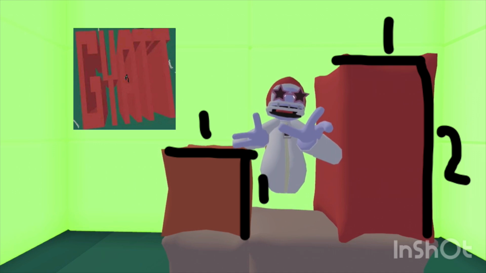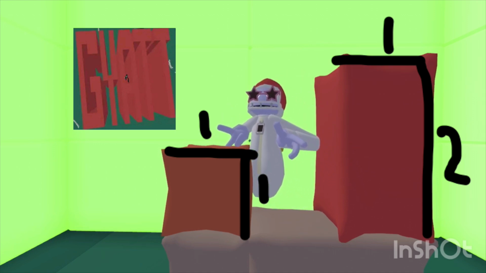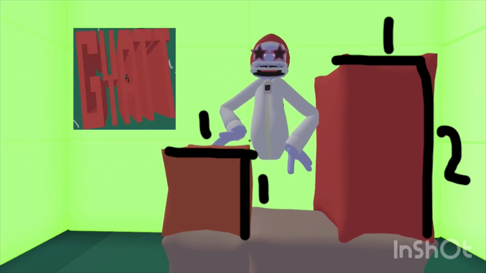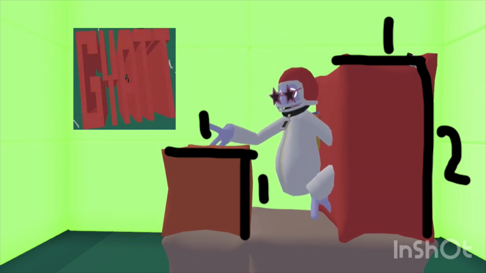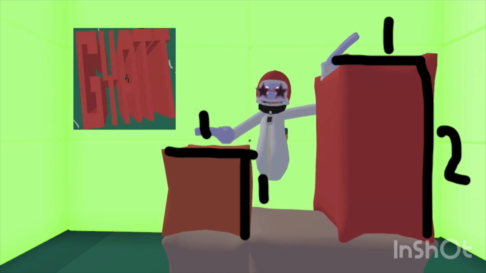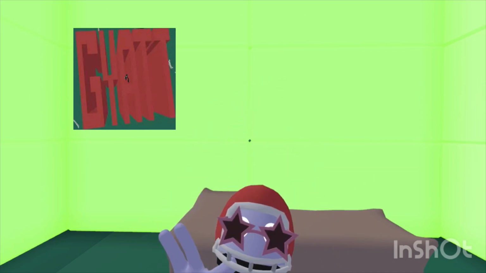And one more thing, you might be wondering, why am I doing this? It's because I'm a short king at school, so I want to know how short I am in this game. So now that we know that this is 1 by 2 and this is 1 by 1, we have to go to our experiment room.